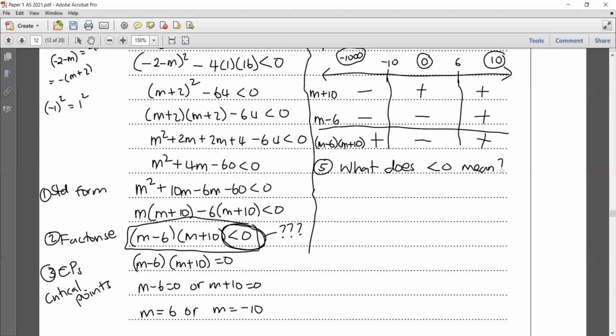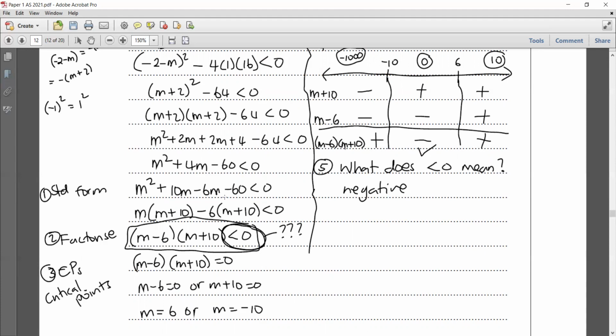So less than 0 means negative. That's what less than 0 means. Okay, and then you go to the last row in your table, and then you look for negative. This here has positive. That's not what I'm looking for. I'm looking for negative. This one here has negative, so that is what I'm looking for. This one here has positive, not what I'm looking for.